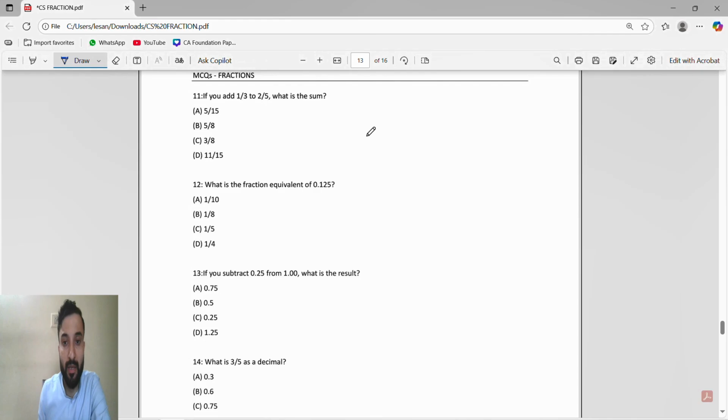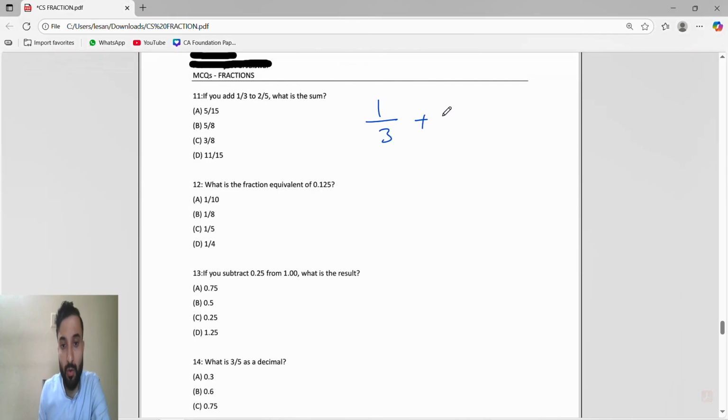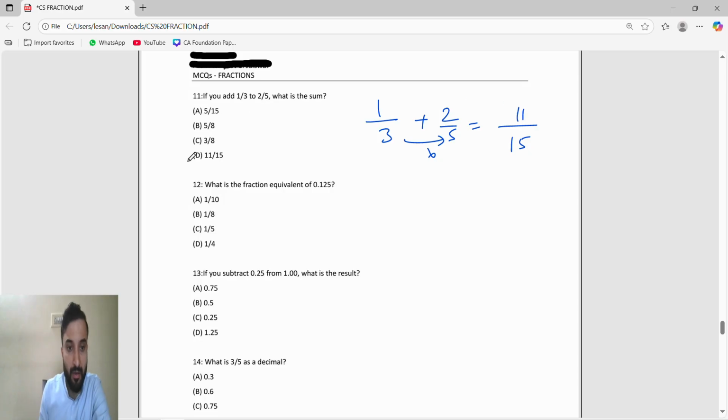Okay, I am adding 1 by 3 to 2 by 5. So do the LCM method. 5 3s are 15, then cross multiply. 5 1s are 5, 3 2s are 6, 6 plus 5, 11 by 15. What is the fraction equivalent to 0.125? We will remove this point, we will get 0.125 as 125 by 1000. Right, we know this basic calculation.